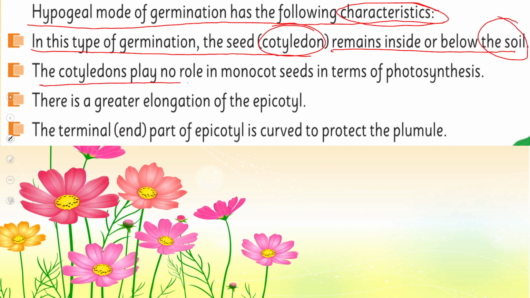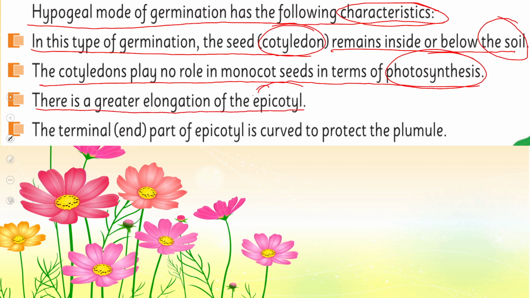The cotyledons play no role in monocot seeds in terms of photosynthesis. That is, they have no relation to photosynthesis because they remain under the ground. There is a greater elongation of the epicotyl, and they have an epicotyl too. The terminal end part of epicotyl is curved to protect plumule.